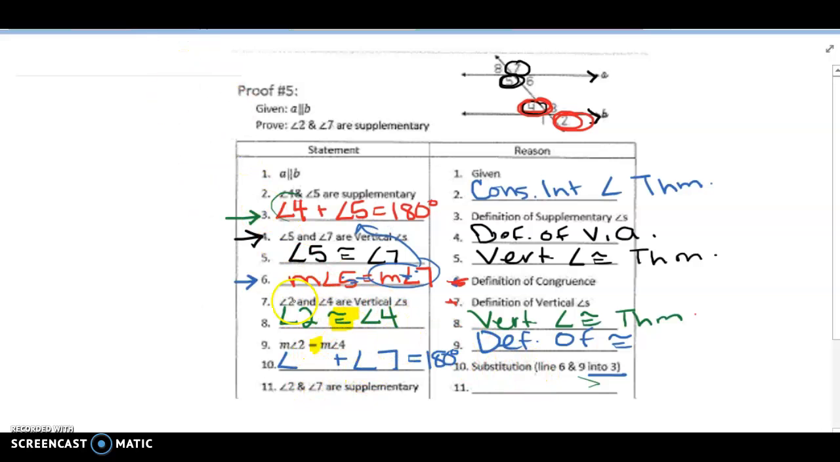And then if I look at line 9, which is right here, 2 and 4 are the same, so I can substitute 2 in for angle 4. So I'd get angle 2 plus angle 7 is 180. And then I can just say angle 2 and angle 7 are supplementary. Well, guys, if they add up to 180, doesn't that mean they're supplementary? So this would just be definition of supplementary.